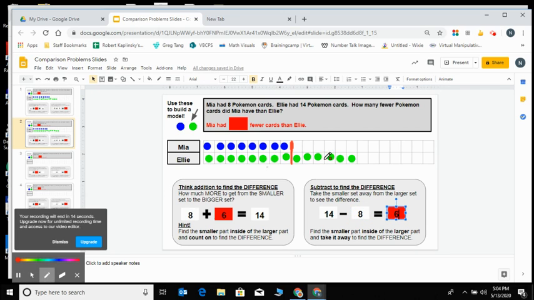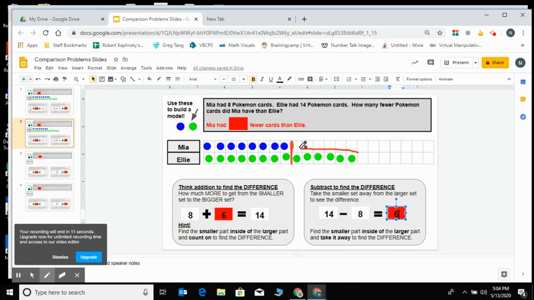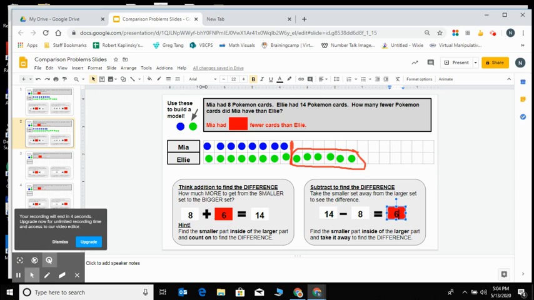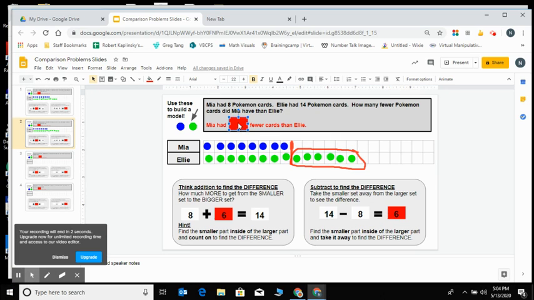Either way, you can see right here, no matter if the question is asking how many more or how many fewer, you can see the difference right here. So Mia had 6 fewer cards.